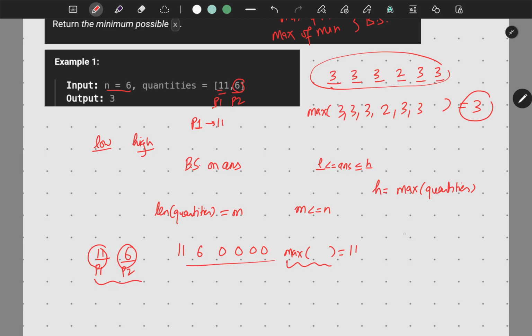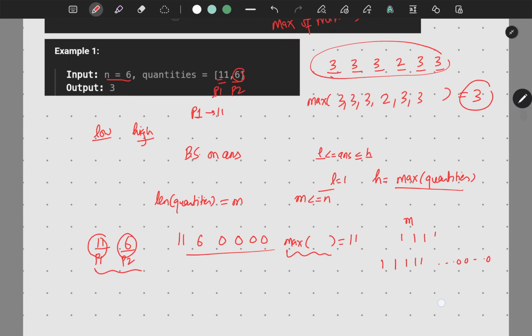So let's say we would have only one quantity of each product type. So that means our distribution would be something like 1 1 1 and remaining would be 0. So this is the lowest value that can be achieved. So our low is 1, our high is this.